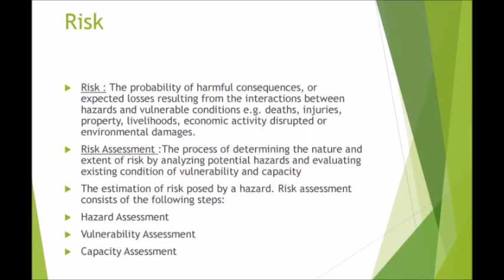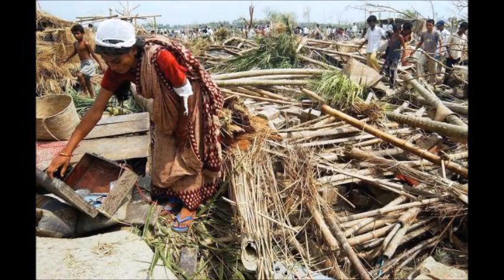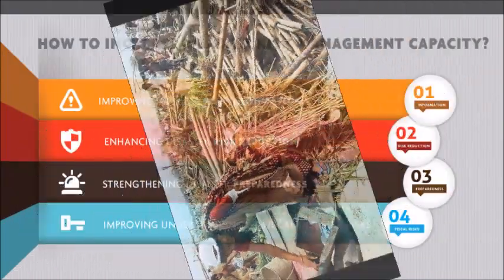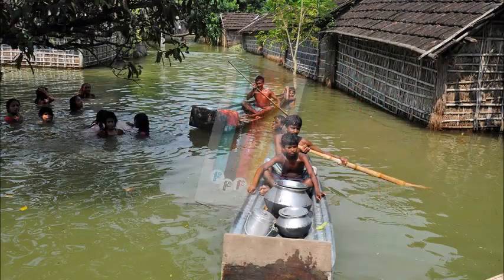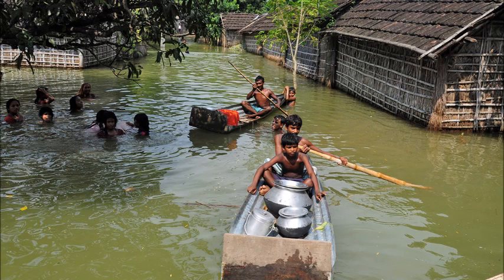What is the risk that we face with disasters? The probability of harmful consequences, or expected losses resulting from the interactions between hazards and vulnerable conditions, for example deaths, injuries, property, livelihoods, economic activity disrupted or environmental damages. How to assess risk? The process of determining the nature and extent of risk by analyzing potential hazards and evaluating existing conditions of vulnerability and capacity. The estimation of risk posed by a hazard.